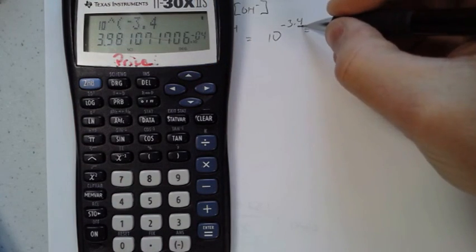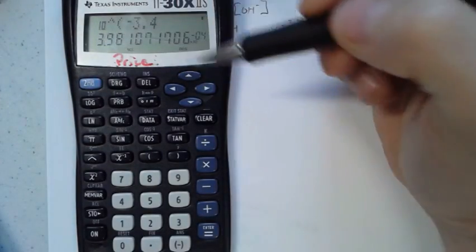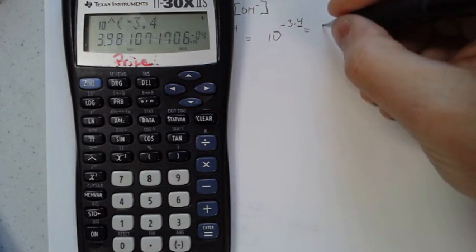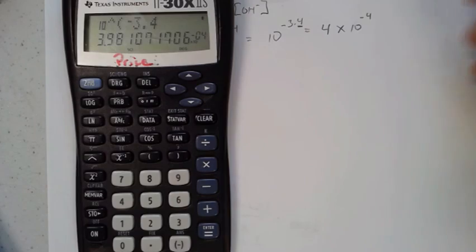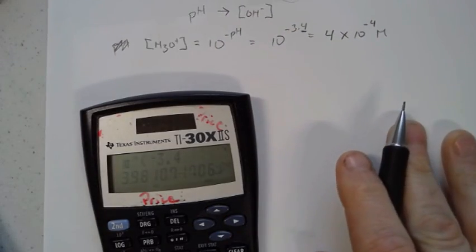Now, I have one place past the decimal on my pH, so that means I only have one significant figure on my answer here. So I round it off to one digit. It is simply 4 times 10 to the negative 4 concentration. Remember, that is equal to the hydronium ion.